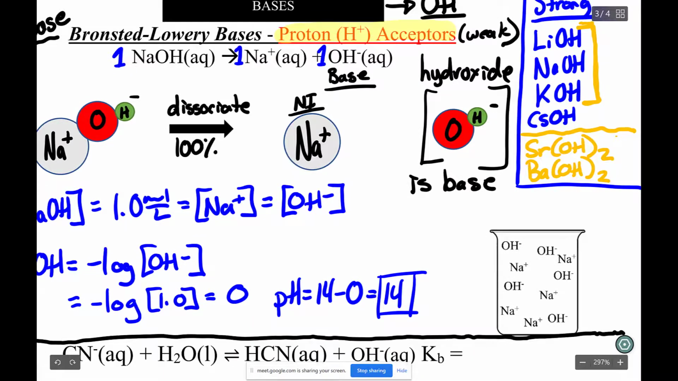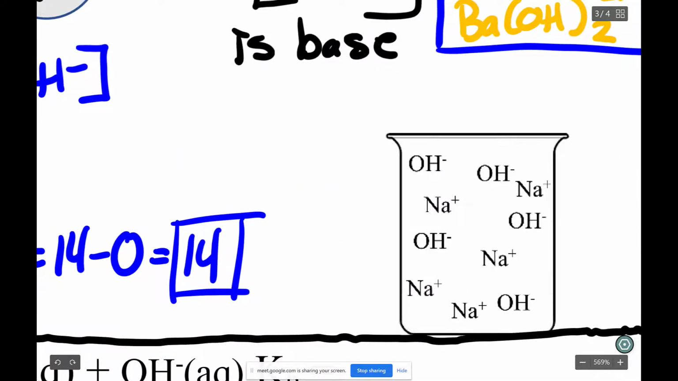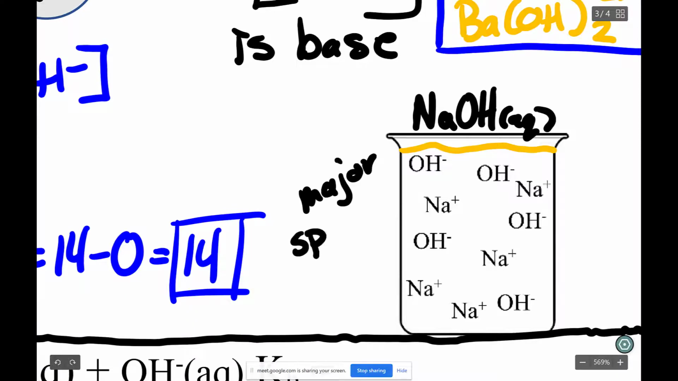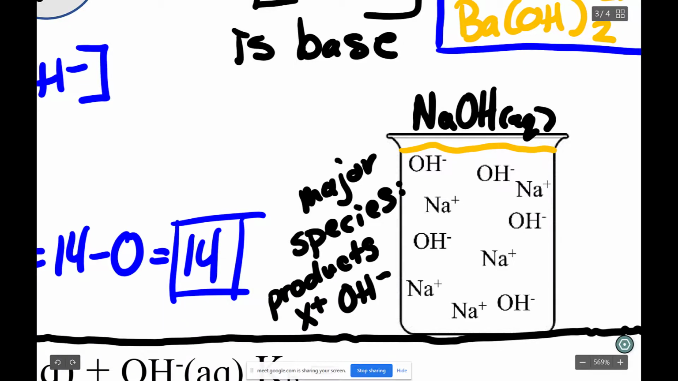Next, if I was to look inside of a beaker containing sodium hydroxide and it was labeled as such, realistically, there is no sodium hydroxide. Because it dissociates 100%, really what we have is hydroxide ions and sodium ions completely dissociated as long as we don't go past its saturation point. So the major species for a strong base dissolved in water is really going to be the products only, which are going to be your cation, I'm going to call it X plus, and OH minus.